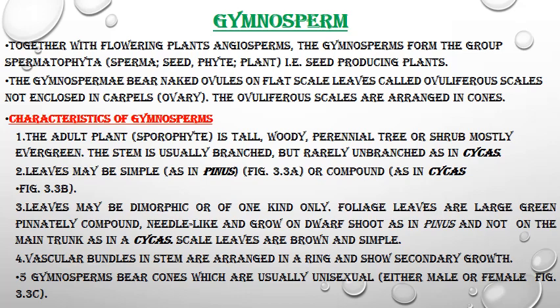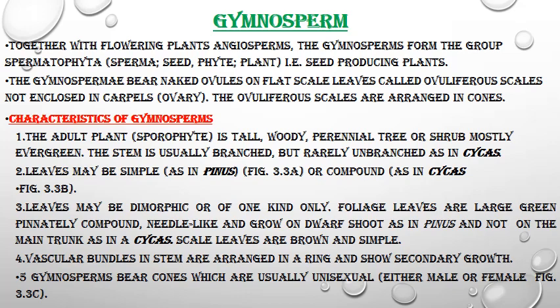Next, characteristic features of gymnosperm. The adult plant, which we call the sporophyte, is tall, woody, perennial, tree or shrub, mostly evergreen. The stem is usually branched but rarely unbranched as in cycas. Leaves may be simple as in pinus or compound as in cycas. Leaves may be dimorphic or of one kind only. Foliage leaves are large, green, pinnately compound, needle-like and grow on dwarf shoots as in pinus and not on the main trunk as in cycas. Scale leaves are brown and simple.